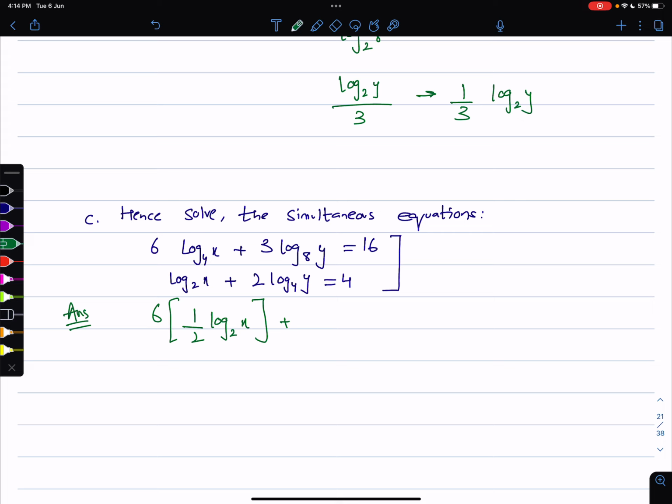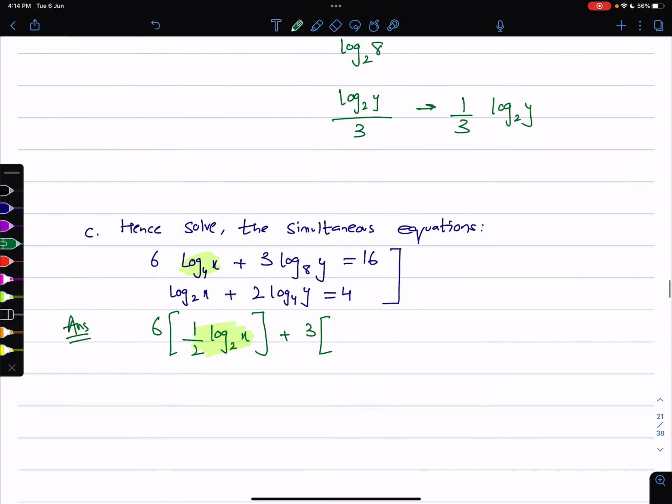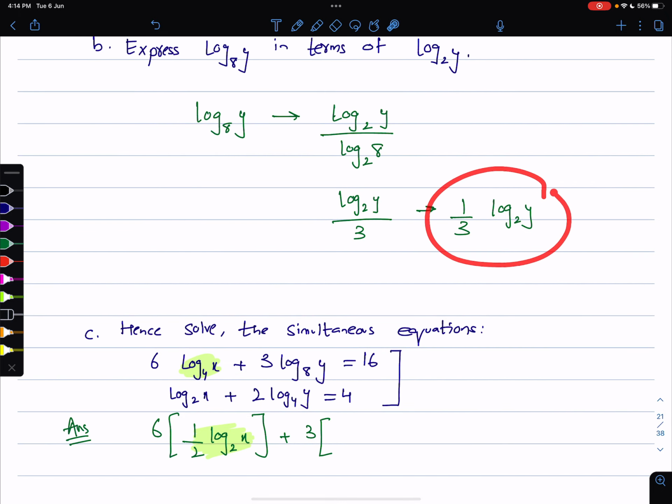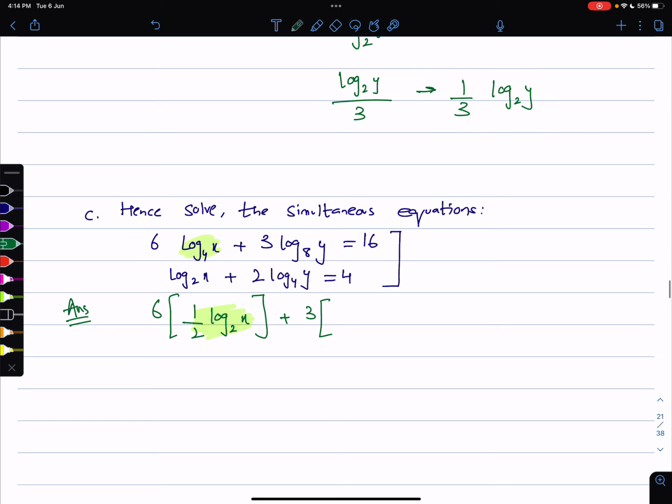So for the solution, we are going to replace log to the base 4 of x with half log 2 of x, plus 3 times log 8 of y. Now log 8 of y reduces down to 1/3 of log 2 of y. So 1/3 of log 2 of y, and this is equal to 16. So the first equation reduces down to 3 log 2 of x plus log 2 of y equals 16.